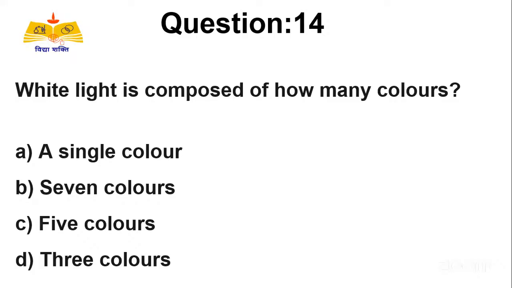All right, done? This is right. Shall we go to the 15th one? Right. If you want me to repeat any question, do let me know through the chat box. I will definitely repeat it. So white light is composed of how many colors? A. Single color, B. 7 colors, C. 5 colors, D. 3 colors.